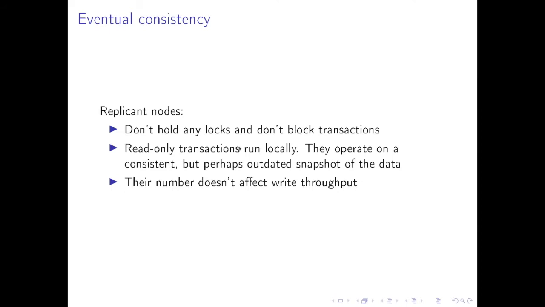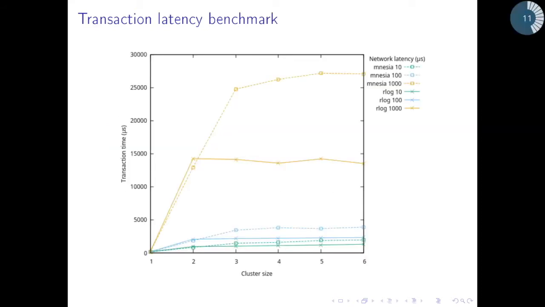So read-only transactions will be able to use this local data. The number of these replicant nodes won't affect the write throughput of Mnesia. In the last sprint, I showed some benchmark results that basically justify this hypothesis, that we can make a rather huge gain in throughput by using this model. I think everyone was present, so I won't go into details of this graph.